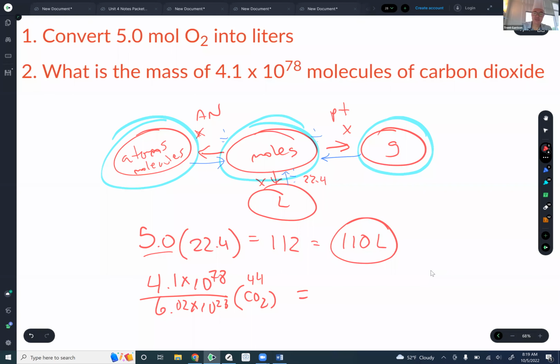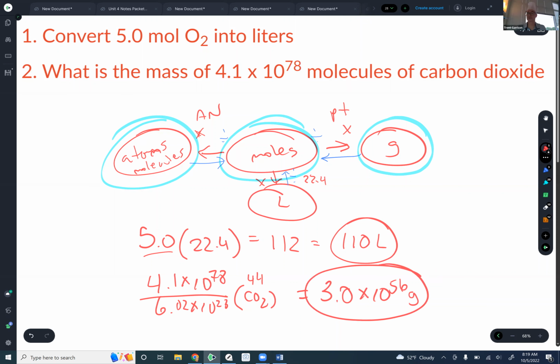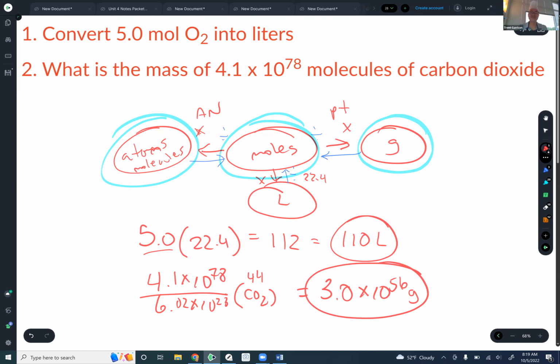So let me share my screen back now to you. So that's going to end up being 3.0 times 10 to the 56 grams. I don't think there's that much carbon dioxide in the whole universe, but that's okay. Oh, that was the end of our problems. Those were the two answers.